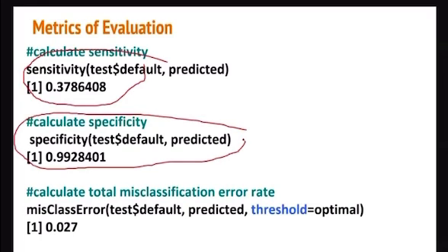But let me tell you this. When one is high, the other one is going to be low. The first one is saying the probability of a model detecting an individual that defaults is 0.37. But if somebody is not going to default, the probability that the model will detect that they are not going to default is actually high. Then we need to calculate the next one.